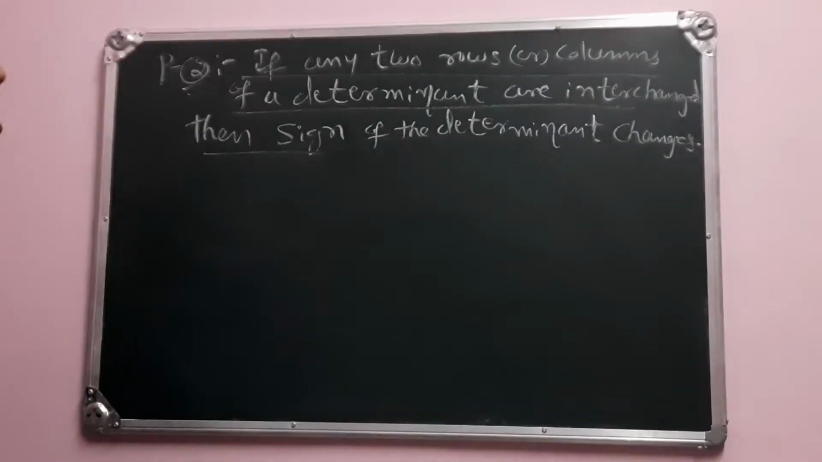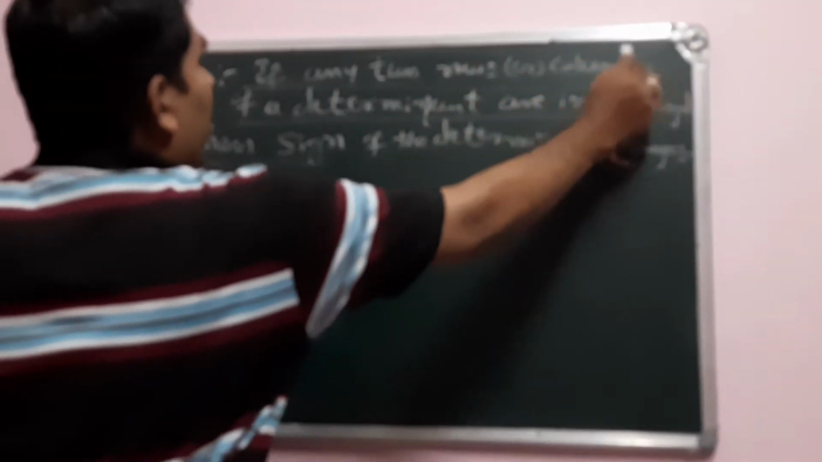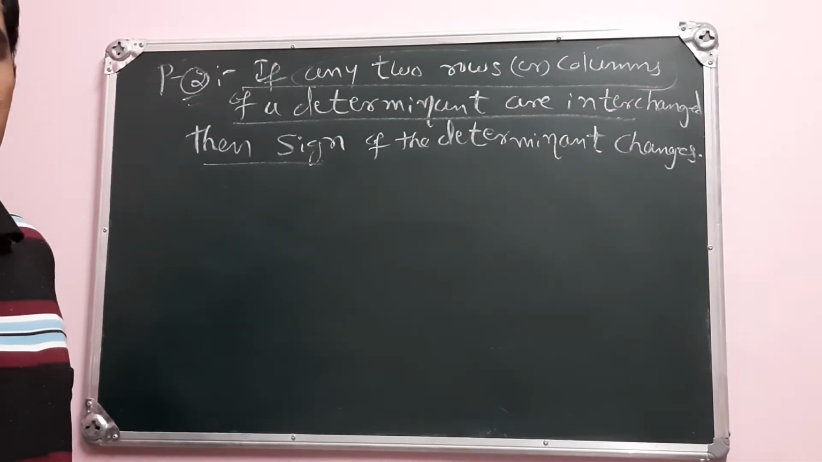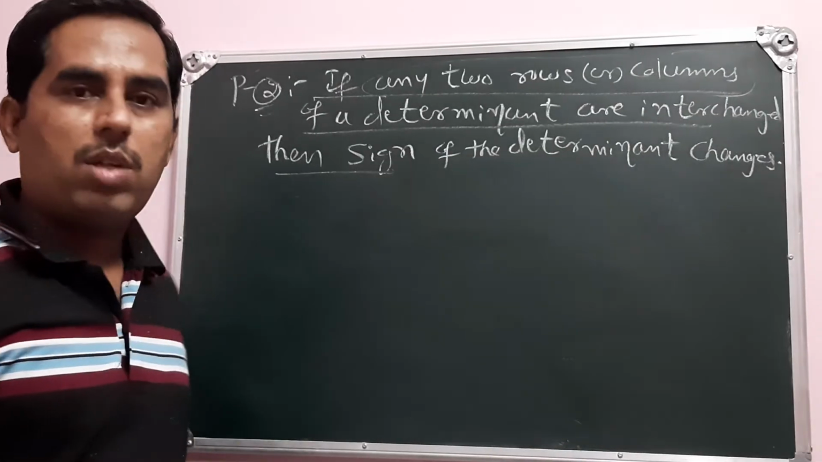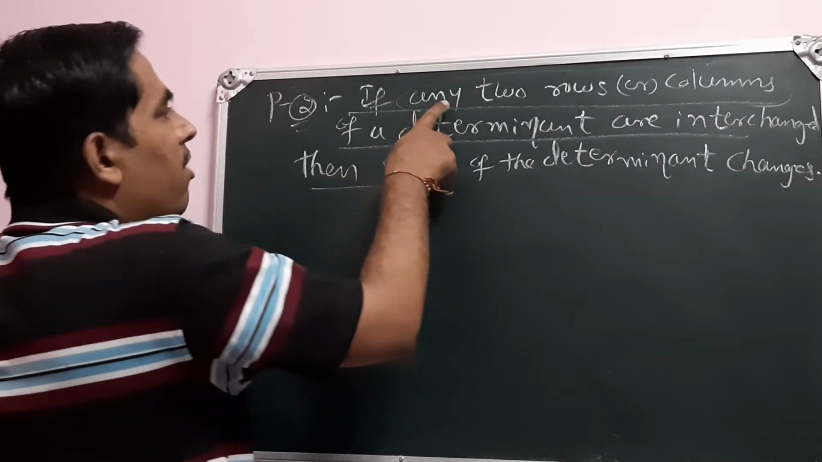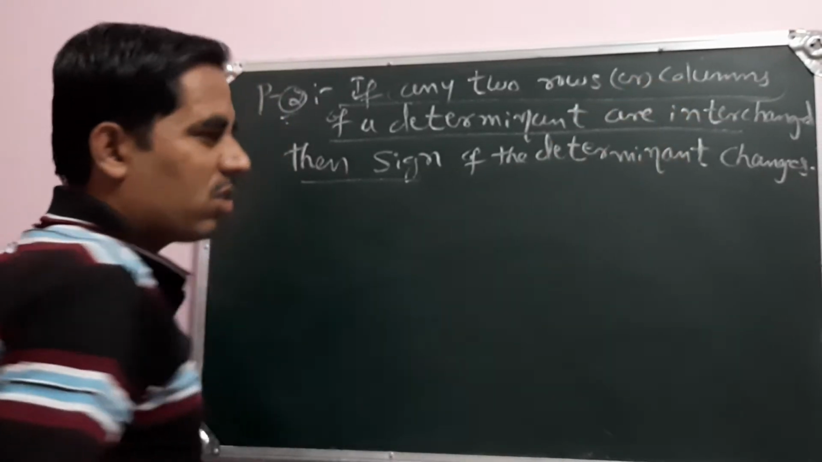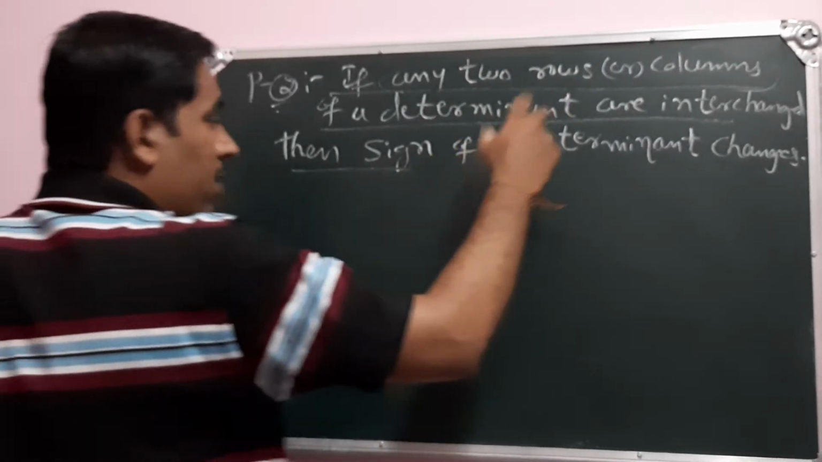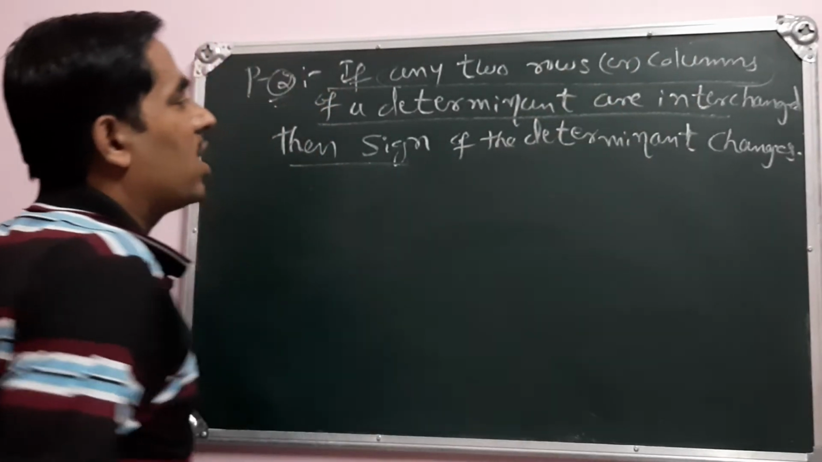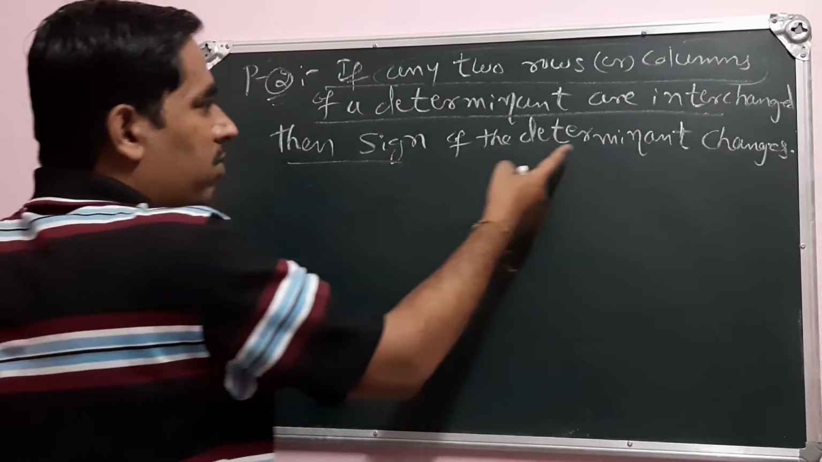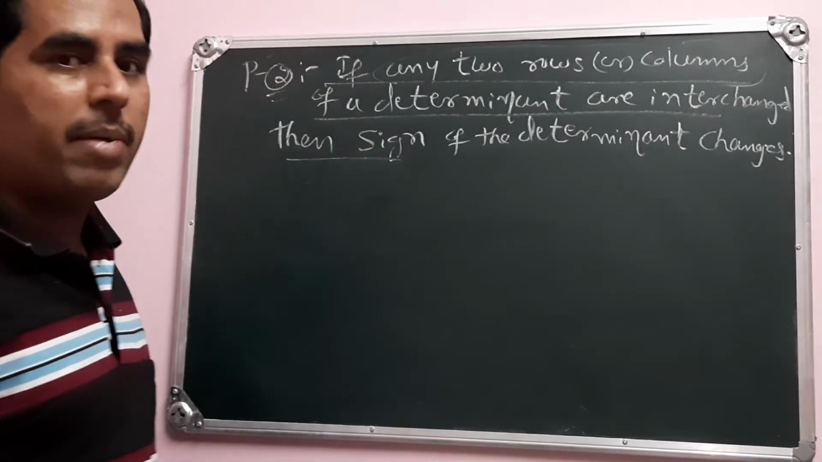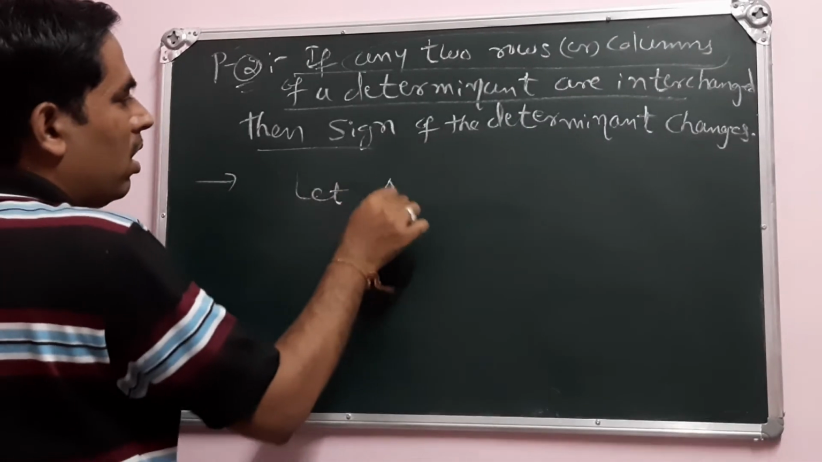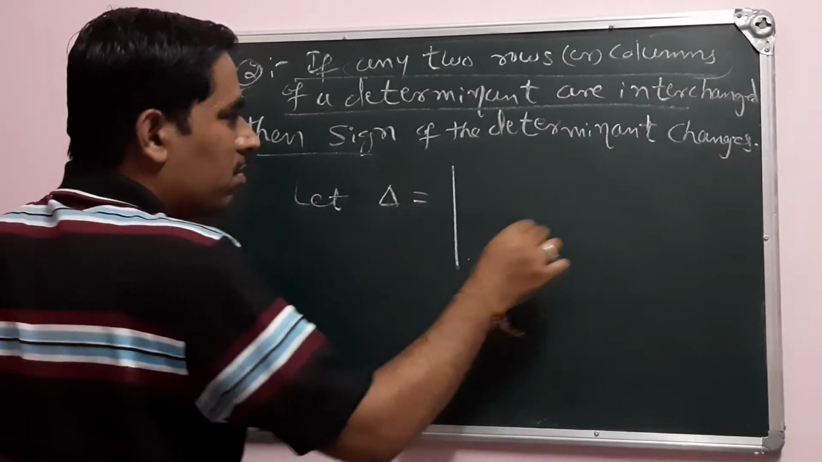So what it says is, in the first property we took the transpose of the determinant. The second property is, if I select any two rows or, for that matter, columns of a determinant and interchange them, then the sign of the determinant will change. It will not remain the same, it will change. So what is the meaning here? If I take the determinant, delta.